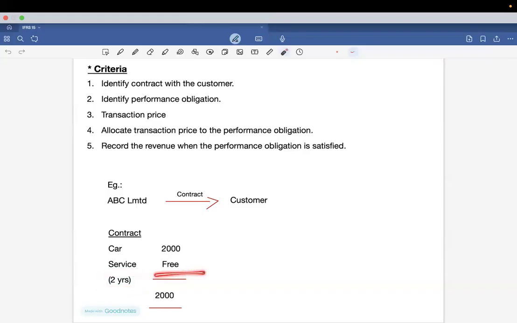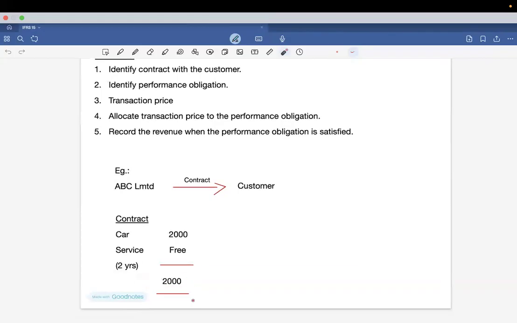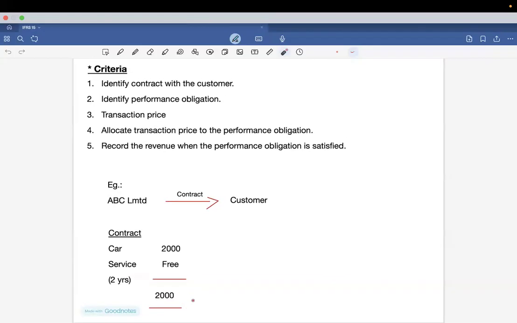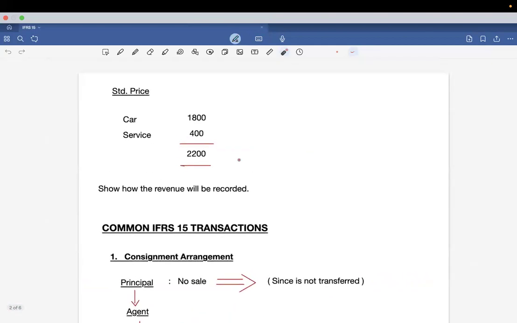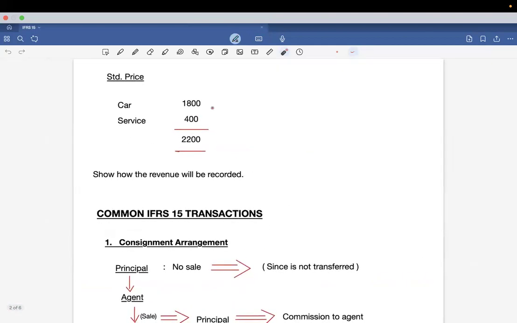So totally, the company is going to collect 2000 from the person they are selling the car to. That is the customer, right? But the car actually has a value of 1800 if we are going to sell it without the discount, without the offers, and the service actually costs 400. Understood? So together with that car, we actually receive 2200. Show how the revenue will be recorded.